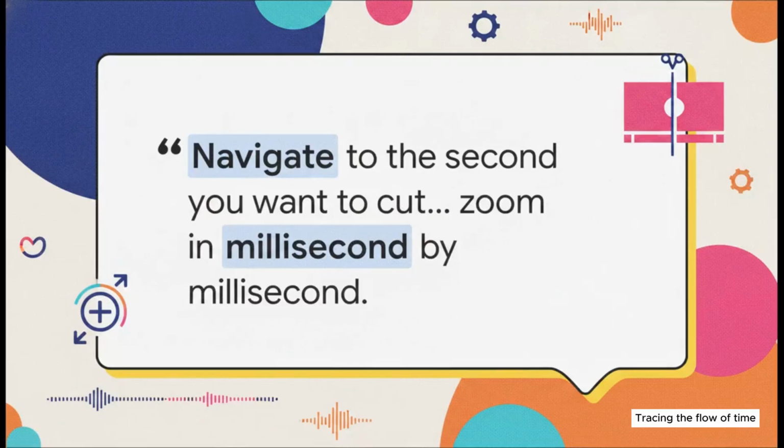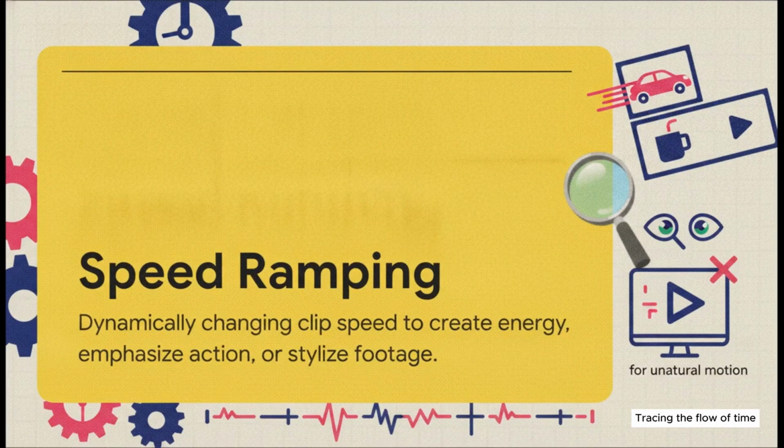And precision is key here. As the experts over at NewsLab Turkey pointed out, you don't want to just guess where to cut. Use that zoom function to really expand your timeline. Zoom in millisecond by millisecond. This ensures your cuts are incredibly sharp, super professional, and perfectly timed to the action or maybe the beat of your music. So the whole crucial point is getting the timing right.